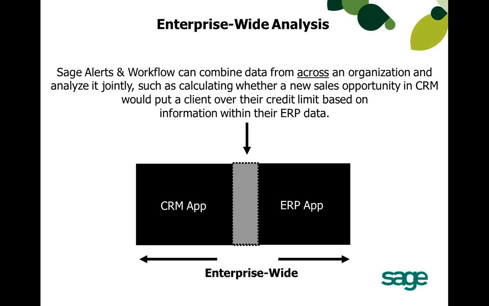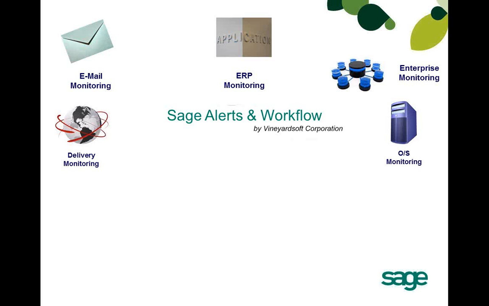Wouldn't it be nice to know when a new sales opportunity entered into your sales or CRM system is for a customer who has overdue invoices in your ERP system, or where that customer is on credit hold, or where the amount of that new opportunity would, when added to the customer's open receivables balance in your ERP system, put the customer over their credit limit.